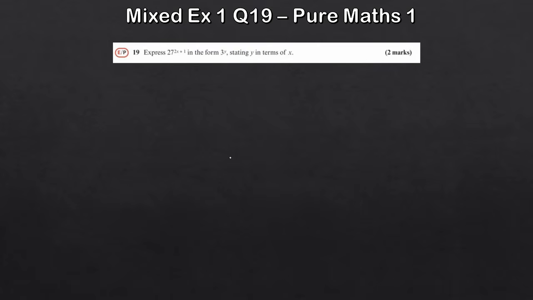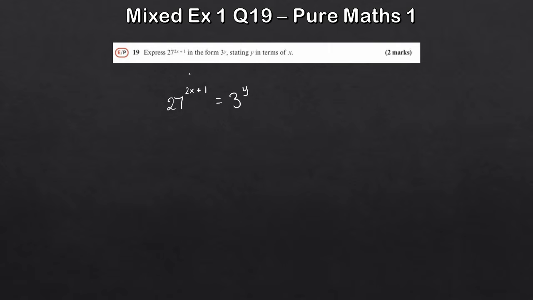So the next one, now this is on the GCSE spec, and it causes quite a lot of issues. Basically what you have to do is write 27 to the power of 2x plus 1 in the form 3 to the power of y, okay? This is something that you've got to be confident with, and it boils down to being confident with your rules of indices.